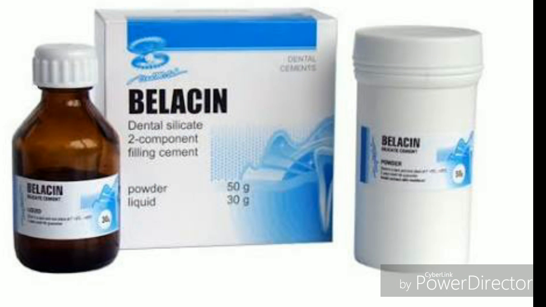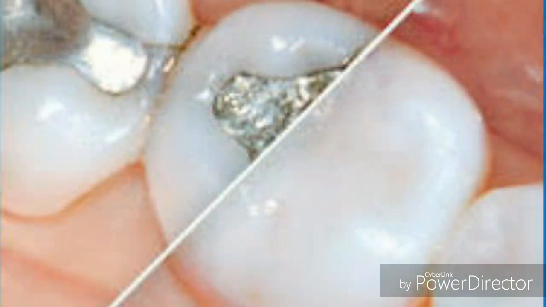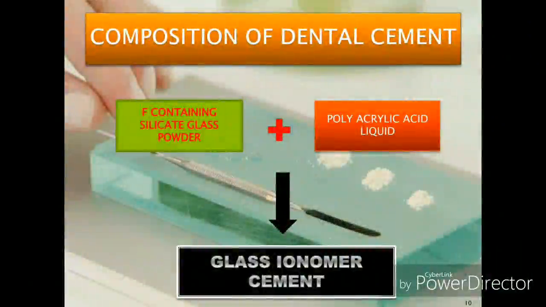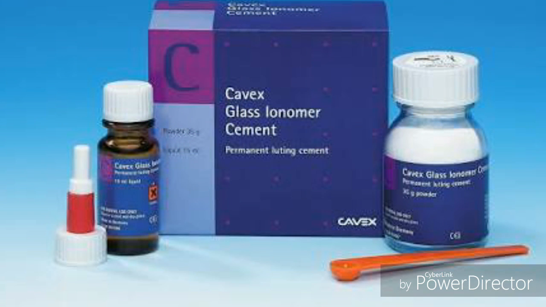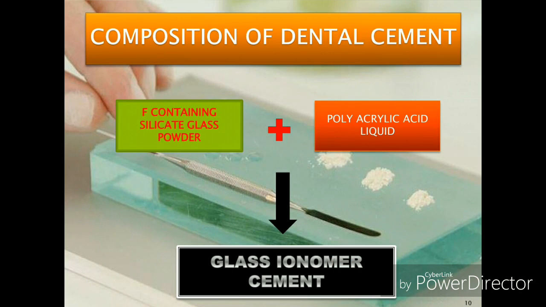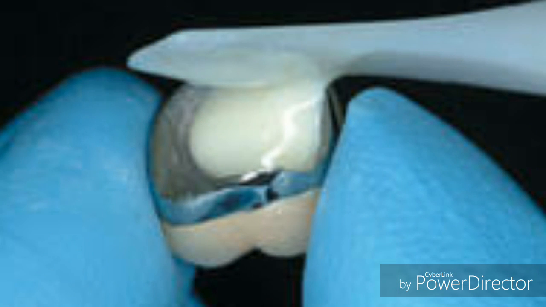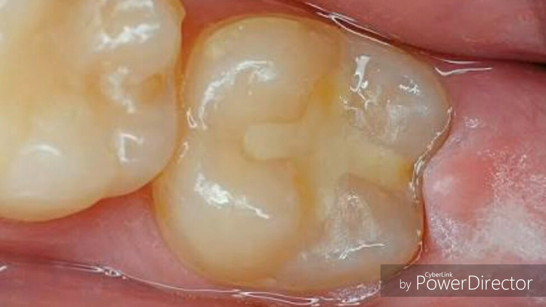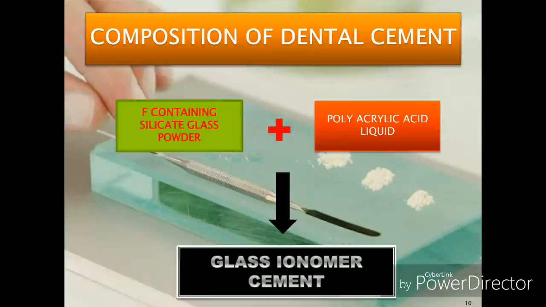Well, this silicate cement has anti-carcinogenic property, and it was initially used as a tooth-colored restorative material due to its translucency. The same fluoride-containing silicate glass powder, when mixed with polyacrylic acid, gives us glass ionomer cement. The glass ionomer cement is very popular in restorative dentistry because of its vast variety of clinical applications. Like it can be used for the cementation of inlays, crowns, bridges, and several orthodontic appliances. It can also be used as a restorative material, as a liner, as a base, and it can also be used as a pit and fissure sealant.